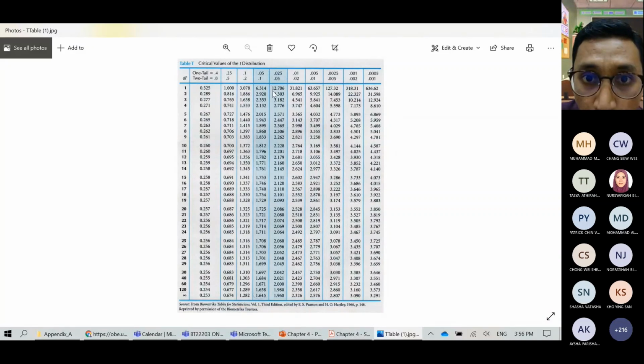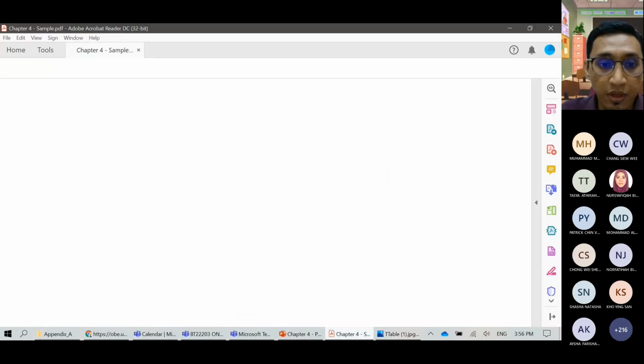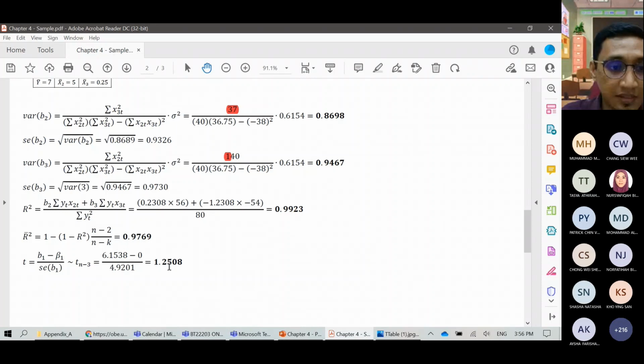In that case, our t-critical is 12.706. That is our t-critical. And we compare the 12.706, our t-critical, with our t-statistic, 1.2508. Obviously, in this case, our t-statistic is smaller than the t-critical. What will we do if our t-statistic is smaller than our t-critical? We do not reject the H null. If we do not reject the H null, it means that we fail to conclude that beta 1 is significant in explaining the dependent variable.